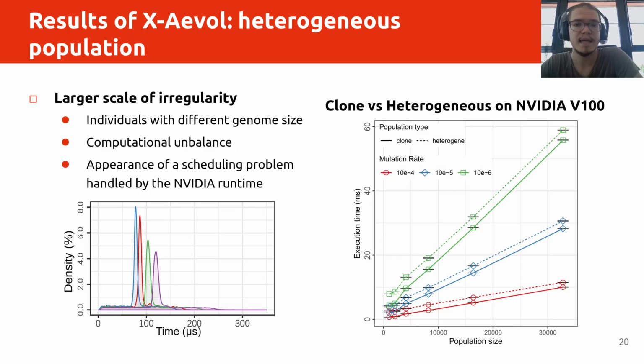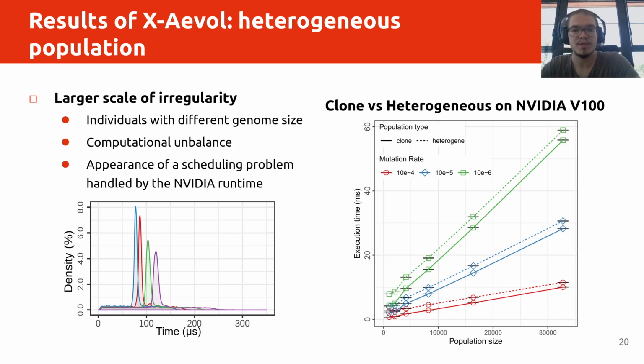A last test is about a larger scale irregularity. I told you that genome size varies between individuals because of the mutations creating an heterogeneous population. The differences in genome size imply differences in computation time that create work imbalance.